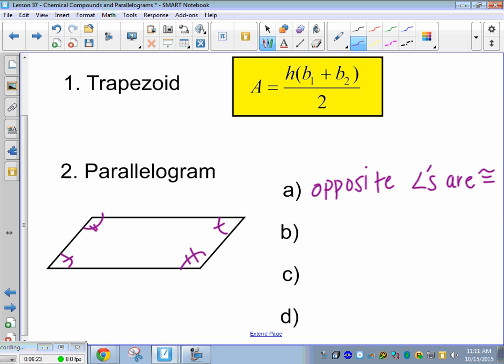What about the side lengths? That's what I was trying to get at earlier, but you guys went to the angles, so that's fine. Liv, what do you think? Yes. Okay. Opposite side lengths are congruent. So we could also say the pairs of parallel sides are congruent.